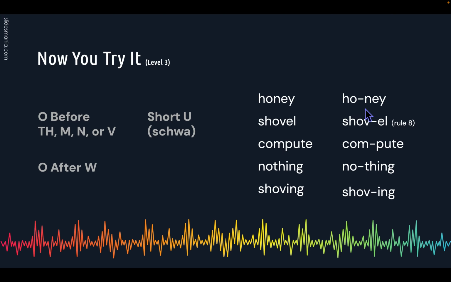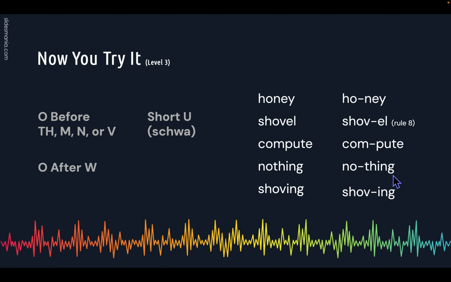How did you do? You should have divided right here. So here we have honey, shovel. In Rule 8, we will discuss why we're dividing here rather than after the O before a single consonant. Compute. This is using Rule 1, dividing between 2 consonants. But this O takes on the schwa sound, so I put it in here.